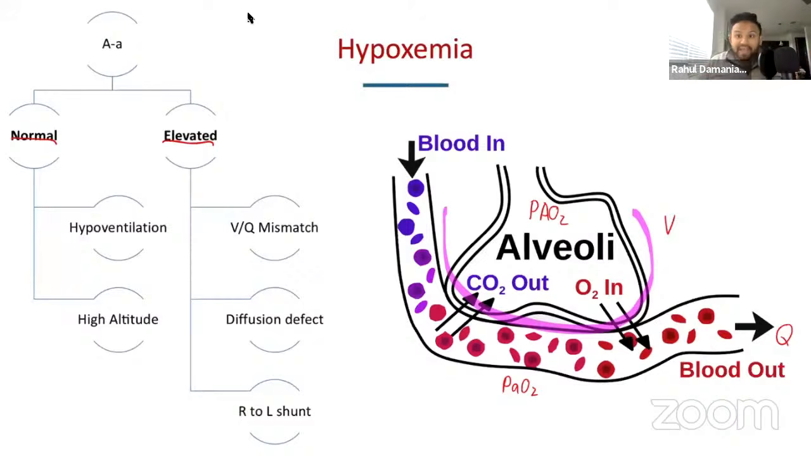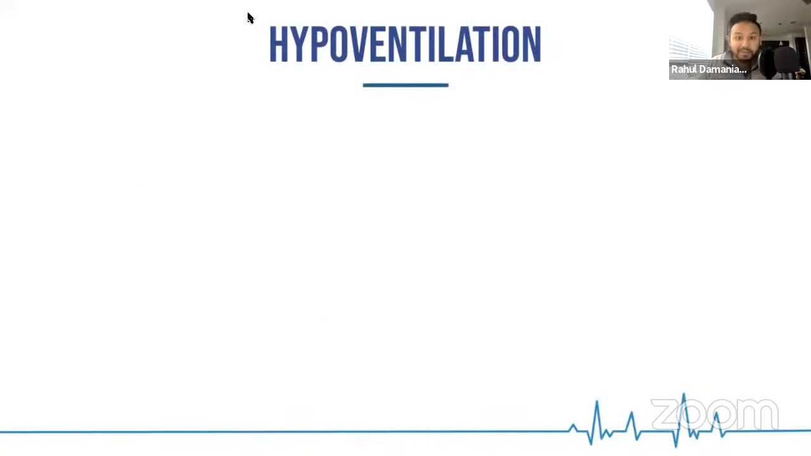So with this in mind, let's go ahead now and break this diagram down. The first cause that we are going to be talking about is hypoventilation. Now, in order for me to assess if you're paying attention, go ahead and put in the chat, is the A-a gradient normal or elevated with hypoventilation? Go ahead and put that in the chat. People are putting normal, and you are absolutely correct that it is going to be absolutely normal.